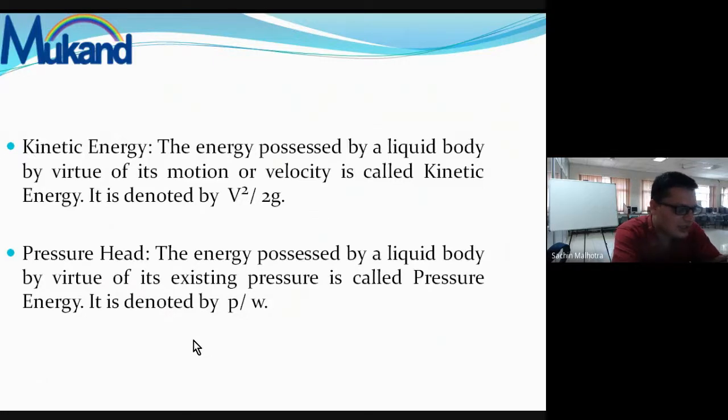acceleration due to gravity. Next is pressure head or pressure energy. The energy possessed by a liquid body by virtue of its existing pressure is called pressure energy. It is denoted by P upon rho g or P by w, small w. Now what is P? P is the pressure of a fluid and w is specific weight.